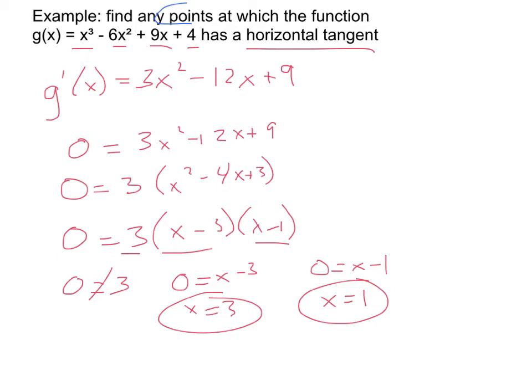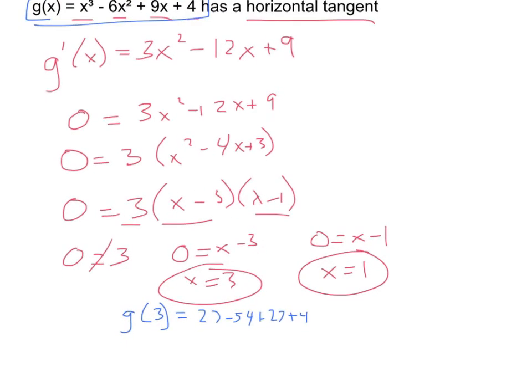This question asks us to find the points, and so the only way that we can do that is by taking these values and plugging them back into the original function, right? Evaluating the original function for those values. So we can figure out what is g of 3. If I were to plug in 3 up there, I'd get 27 minus 54 plus 27 plus 4. So it looks to me like g of 3 is going to be 4.